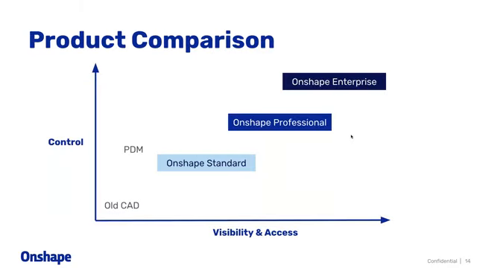All right, and just to show everyone a quick product comparison of where Enterprise and the other parts of the Onshape product line all fit together. Onshape Enterprise is our premium product offering, and it allows a maximum in control and visibility and access for everyone on your team. Onshape Professional provides a smaller subset of that, and Onshape Standard is very much down at the lower end. We also include here where we believe PDM and old CAD systems fit into this. PDM allows for a small amount of control and a little bit of visibility, but it's nowhere near the levels that Onshape Professional and Onshape Enterprise provide to your extended teams.